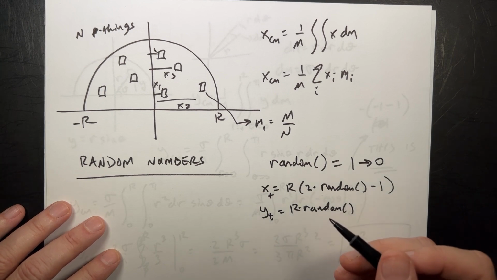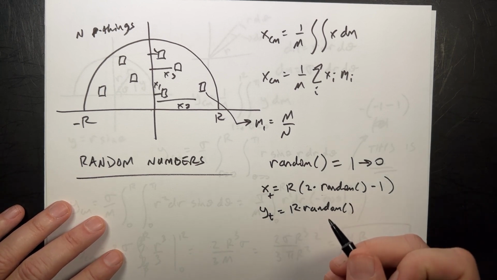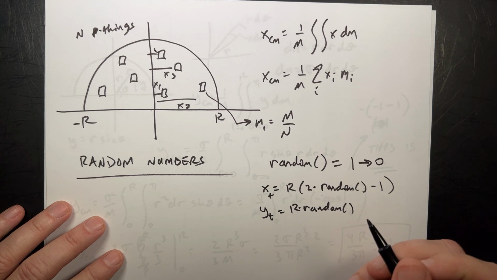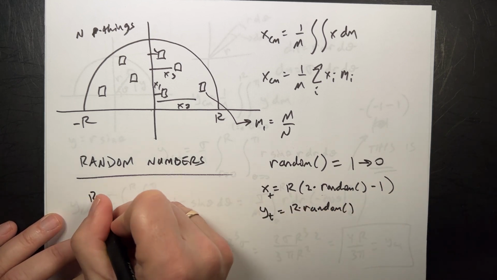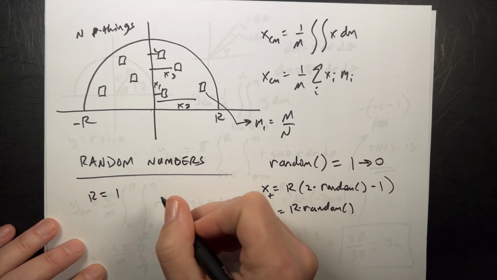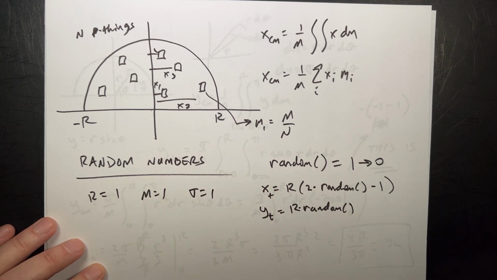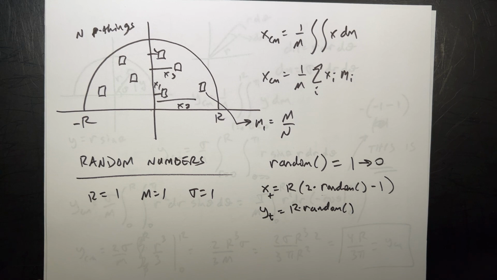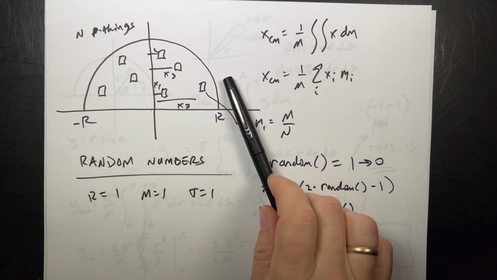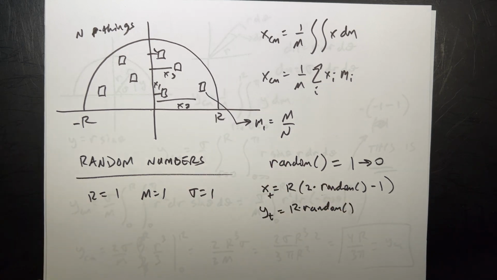Now, I do need to do something here. If I'm going to add these up as numbers, I need some numbers. So I'm going to need r. Let's say r equals 1. That seems to make sense. Mass is 1. Sigma is 1. And that's what we're going to do. Okay, jumping over to Python. Get ready for some code. It's going to be fun.